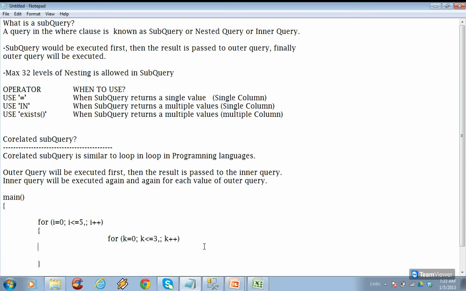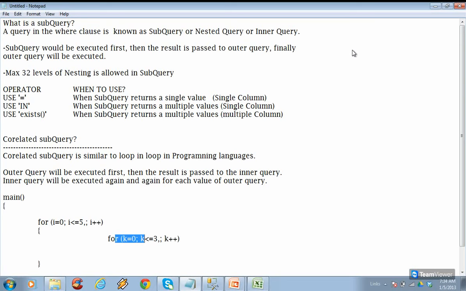Similar to that, the outer query will be executed first. It will pass a single value to the inner query, which will be executed again and again, and then it goes back to the outer query to get the second value. You can understand and explain it the same way. If you tell this, people would appreciate it a lot. A correlated subquery is similar to the loop in a loop concept of any programming language: C, C++, Java, .NET, the same thing would work. So this is also the same thing. Clear?